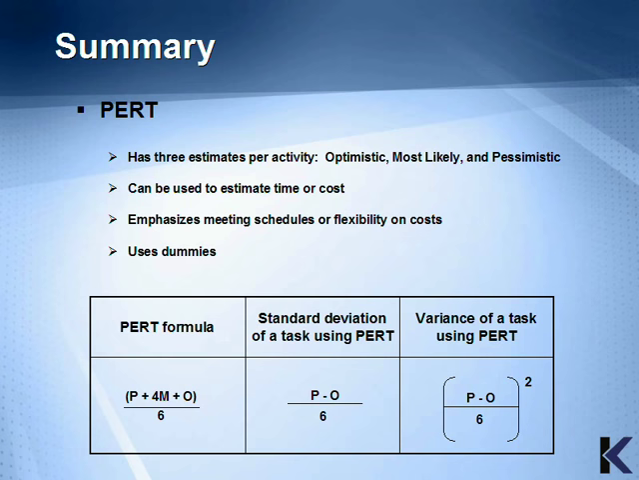The PERT formula is the sum total of pessimistic estimate plus 4 times the most likely estimate plus the optimistic estimate, all divided by 6. The standard deviation of a task using PERT is the pessimistic estimate minus the optimistic estimate, the sum total of that divided by 6. And the variance of a task using PERT is the sum total of pessimistic minus optimistic divided by 6 and brought to the second power.